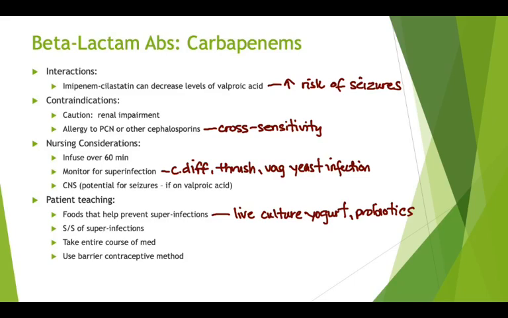Patient teaching that you want to include. Again, food does help to prevent the superinfections. So live culture yogurt, probiotics. These specific ones are going to help to prevent those superinfections like yeast or C. diff. You want to look for those signs and symptoms of those superinfections. Again, take the entire course and use your barrier method for contraception.